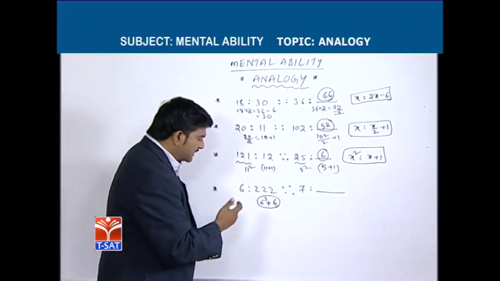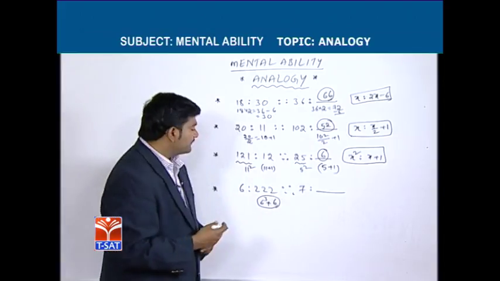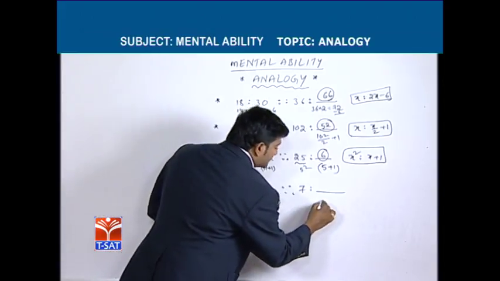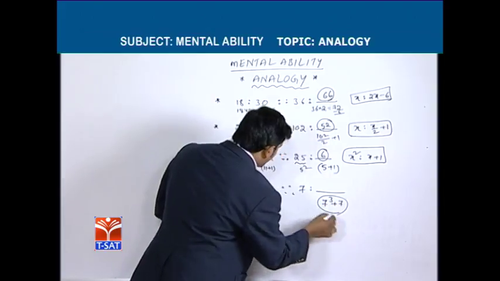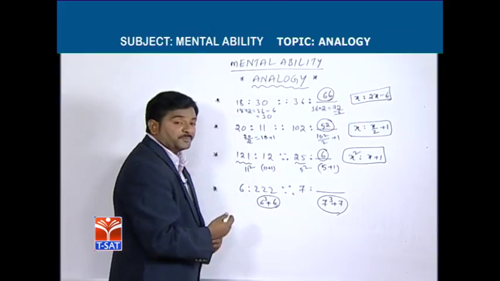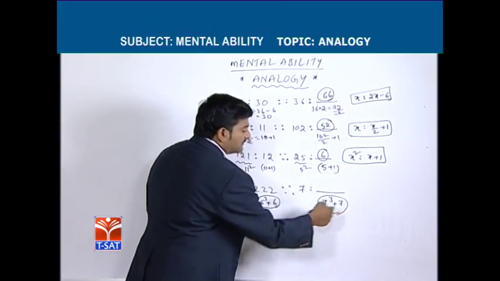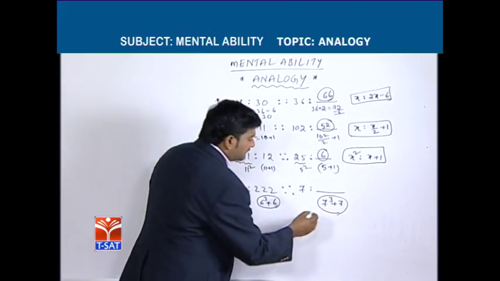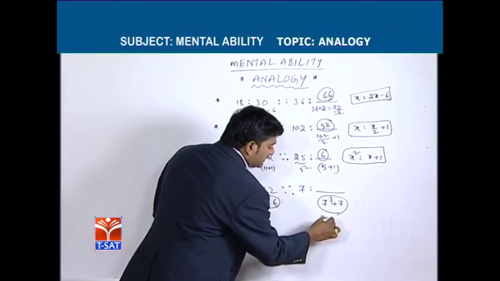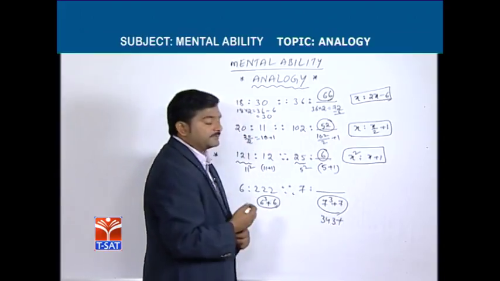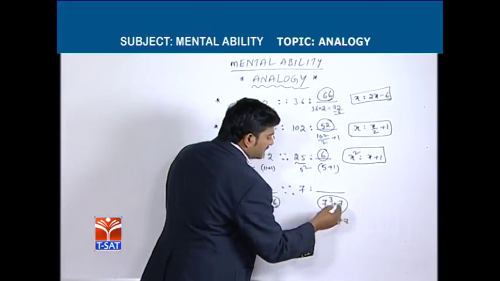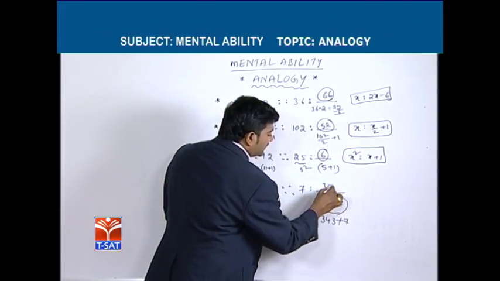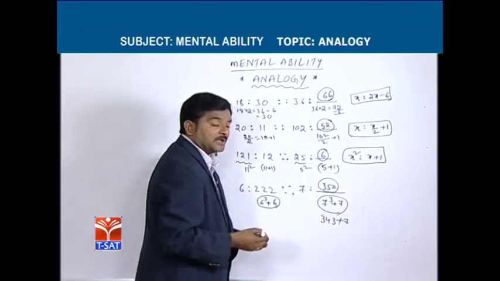Now apply the same concept for that case also. So here 7. 7 means what can you take? 7 cube plus 7. 6 means 6 cube plus 6, 7 means 7 cube plus 7. So again, 7 cube value is, you must be aware about these cubes, equal to 343. 343 plus 7, what can we take here? 350 we can take. I hope you understood.